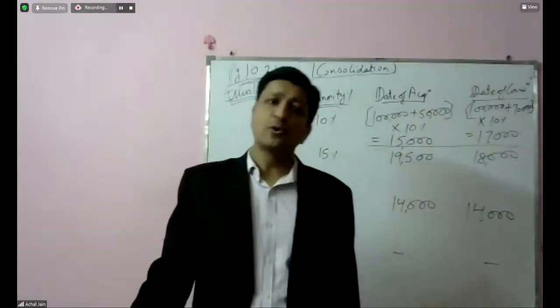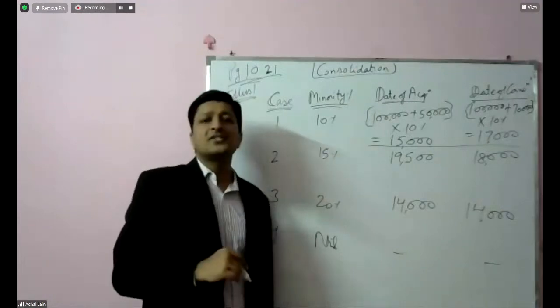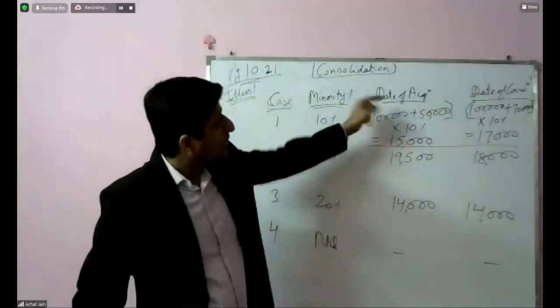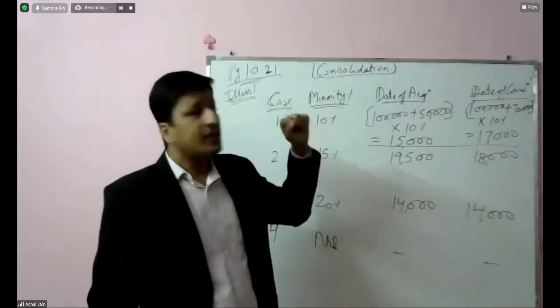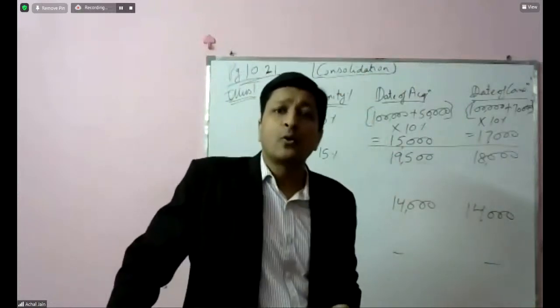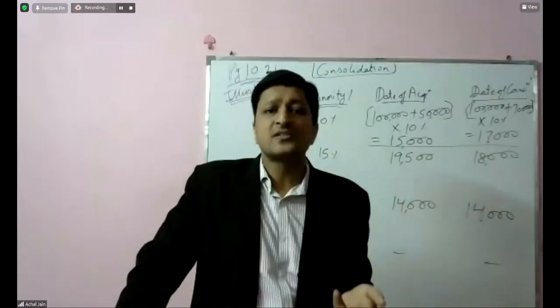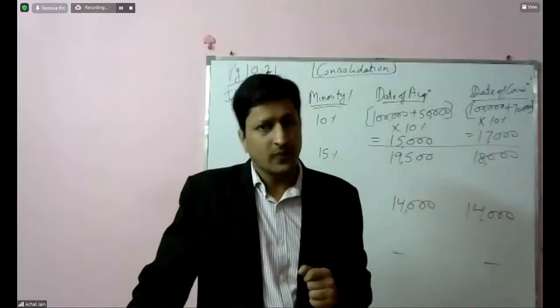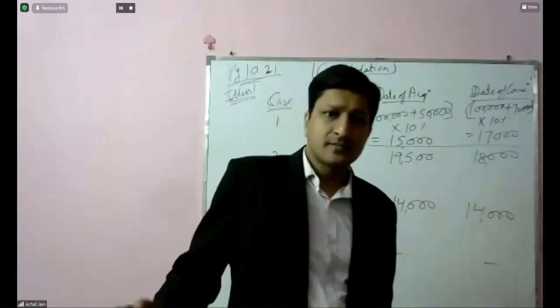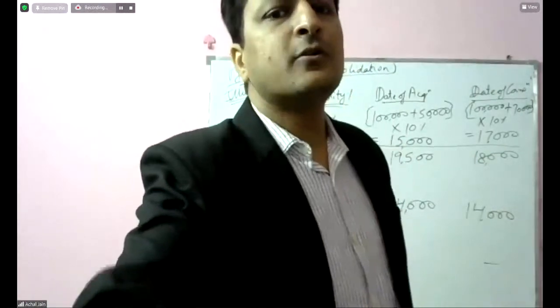Great. So minority is solved, and you can also see why the minority is changing. On the date of acquisition, minority was 15,000, but as at the year end, minority has changed because the net assets have changed. If the net assets change, automatically the amount of minority will change. Clear? Clear on this? Okay, now moving on to the next requirement.